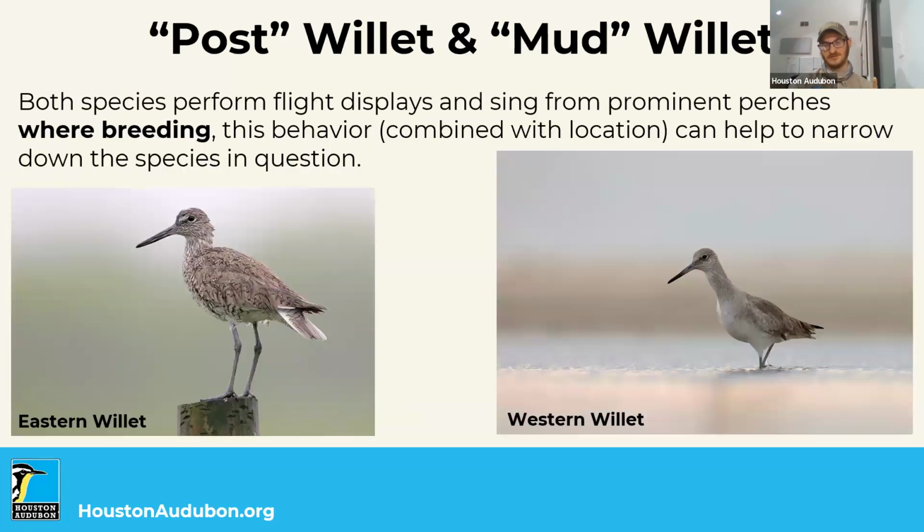I'm going to go to this next slide. I didn't make up this differentiation. I don't know exactly who did, but I've heard it stated multiple times by different people. When we're talking about the breeding season, there are post willets and there are mud willets. If you see a willet on a post and let's say it's June 15th and you're at Bolivar Flats, sitting on a post and yelling at you, I can pretty much guarantee that is an Eastern Willet because it is on territory.